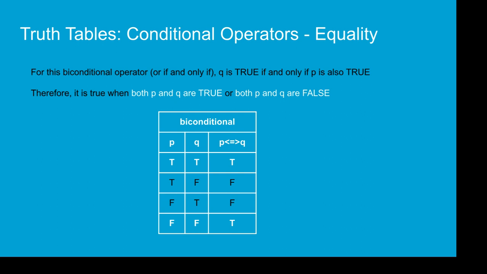So Q is true if and only if P is true. And P is true if and only if Q is true. Okay?